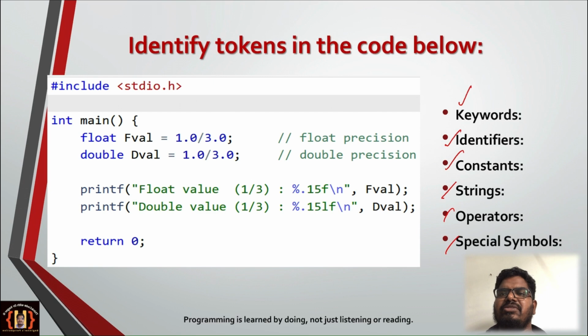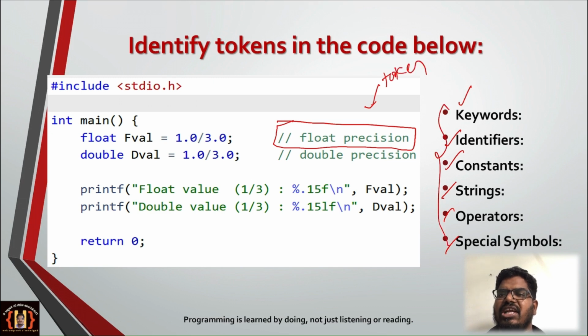As I already explained, this program has a comment here. It is not part of the C code and does not come under any token category we specified. Comments are only meant for user readability. Similarly, the second one is also a comment. Whenever there is a double slash followed by some text, it is called a comment. A comment can be on the same line as code or on a new line.